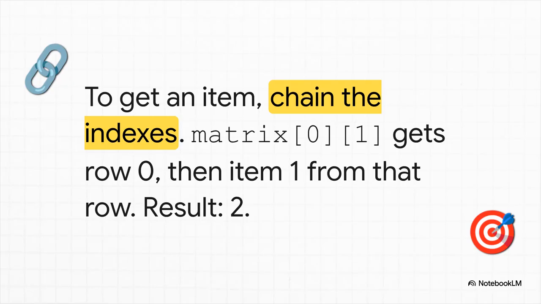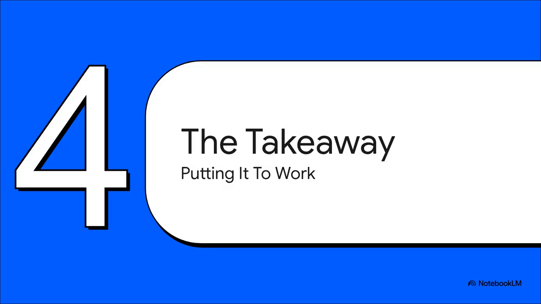So how do you pull a single number out of that grid? Easy. You just chain the indexes. Think of it like coordinates, row, then column. The first bracket, 0, gets you the first row, which is the list 1, 2, 3. Then the second bracket, 1, operates on that list, grabbing the item at index 1, and that gives us the number 2.